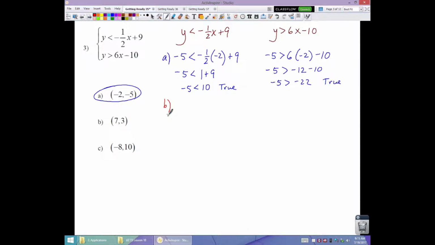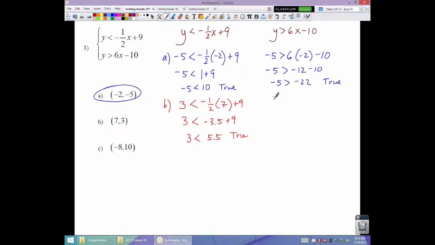B, 7, 3. So replace y with 3: is 3 less than negative 1/2 times 7 plus 9? Negative 1/2 times 7 is negative 3.5, so negative 3.5 plus 9 is 5.5. Yes, 3 is less than 5.5, so that's true.